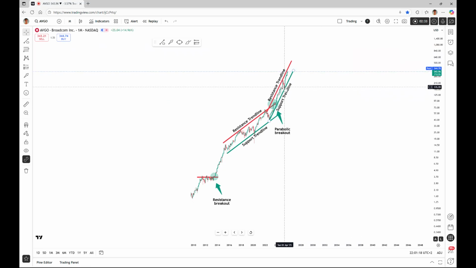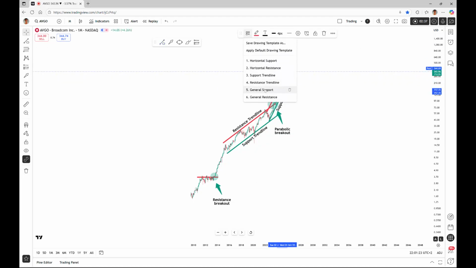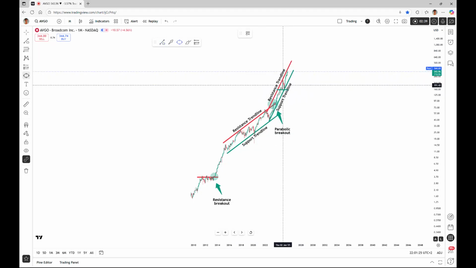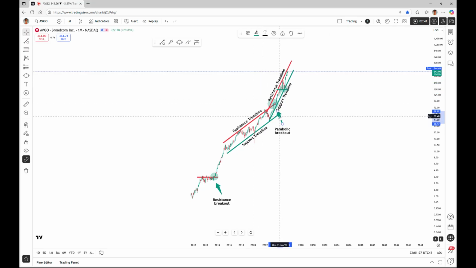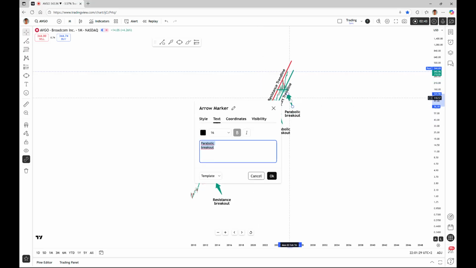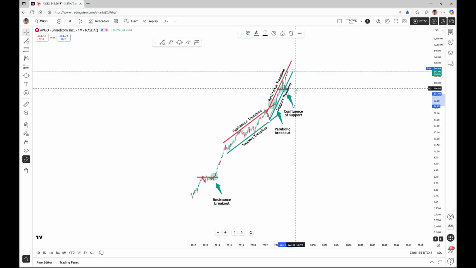I mean, just a couple of months ago, in mid-2025, Broadcom was retesting a substantial horizontal support as well as this green lower support trend line, therefore actually retesting a so-called confluence of support, where we do have two independent support levels coming in exactly at this psychological $160 level.